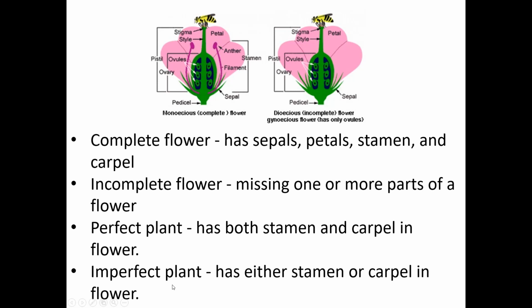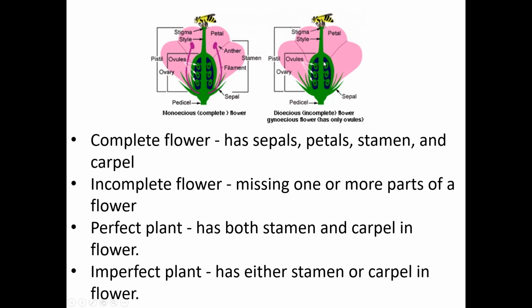Then, for perfect and imperfect, this is about sexual reproduction again. If it's perfect, it's a hermaphrodite. It has both male and female structures. And so as you look at this picture up here at the top, it's got a stamen, it's got a carpel. Since it has both of those, this is a perfect flower. By default, if you have a complete flower, it has to be a perfect flower.